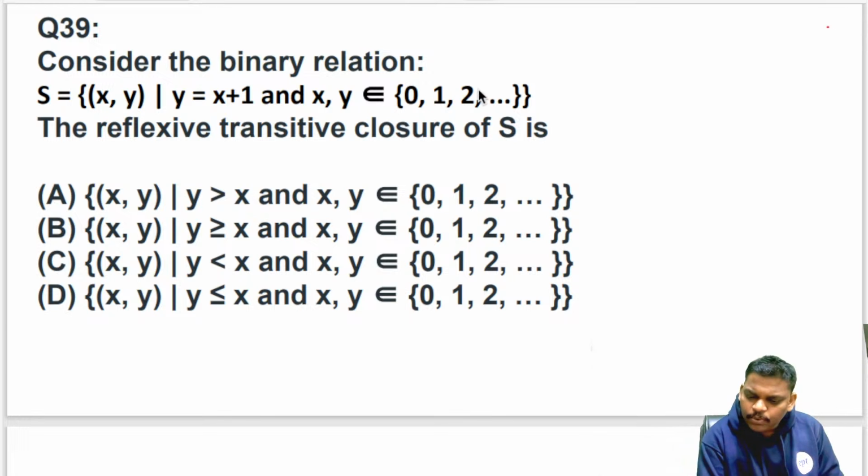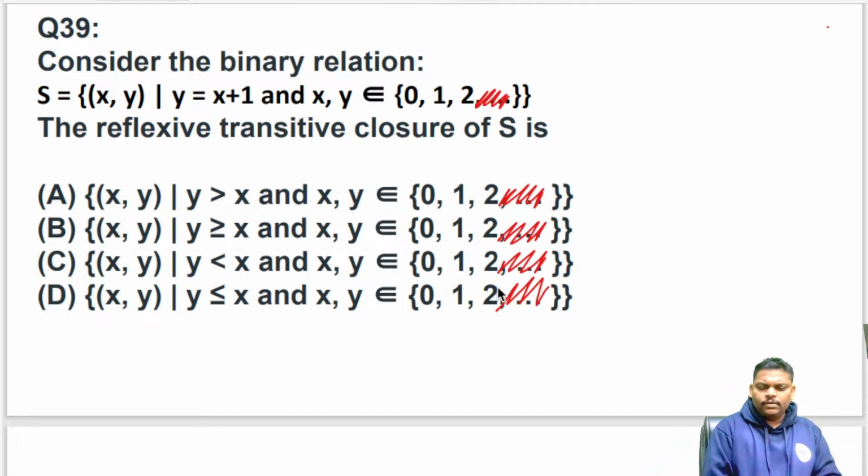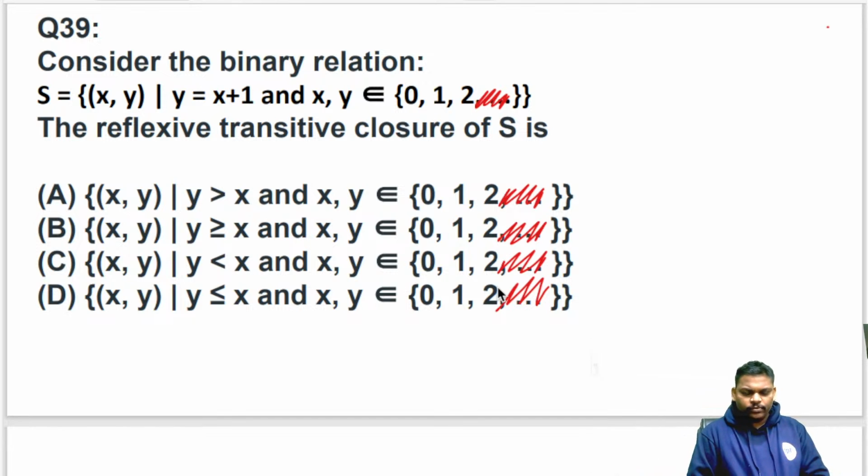To make it simple, let us assume that it is 0, 1, 2 only. If you can do it for 0, 1, 2, you can do it for other things also. Yeah, good morning Jay. Good morning everyone. Can you concentrate on this?